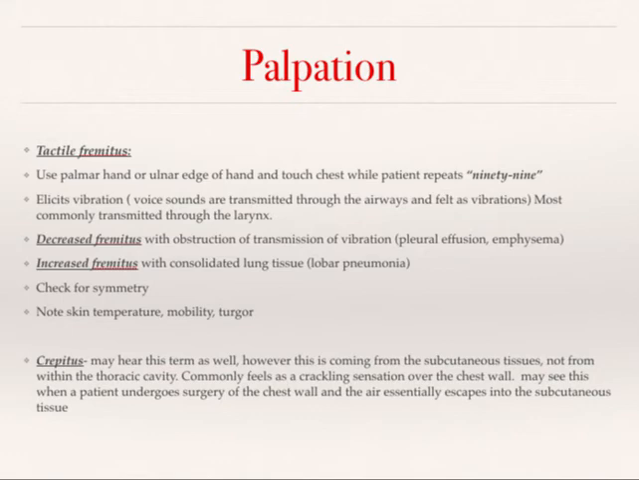Most of the vibration is transmitted through the larynx, essentially. With decreased fremitus, we're looking at an obstruction in the transmission of the vibration. So you're not going to feel the vibration when there's obstruction, and that would be decreased fremitus. You may see this with emphysema or pleural effusion because they're just not getting good airflow through there.